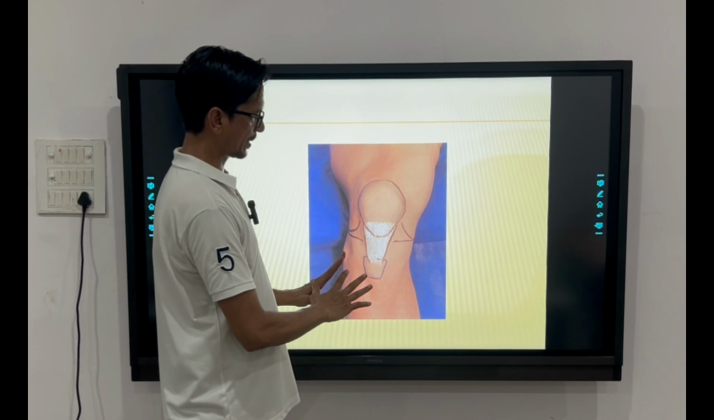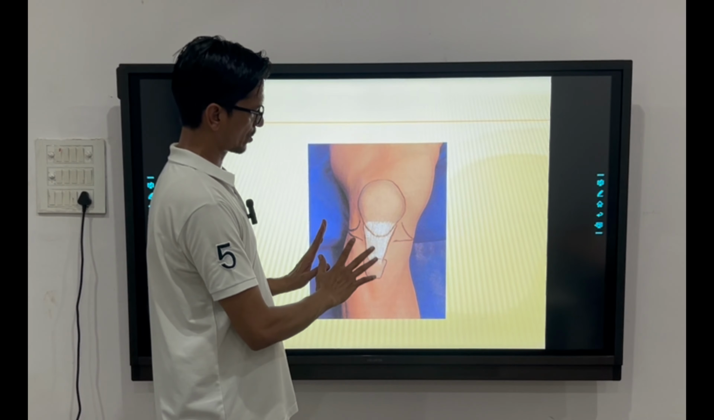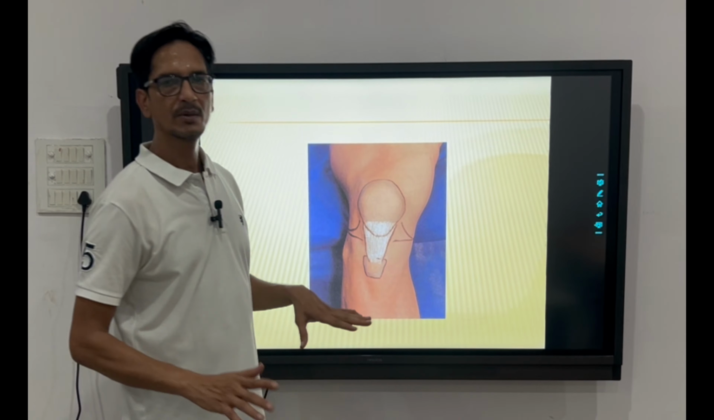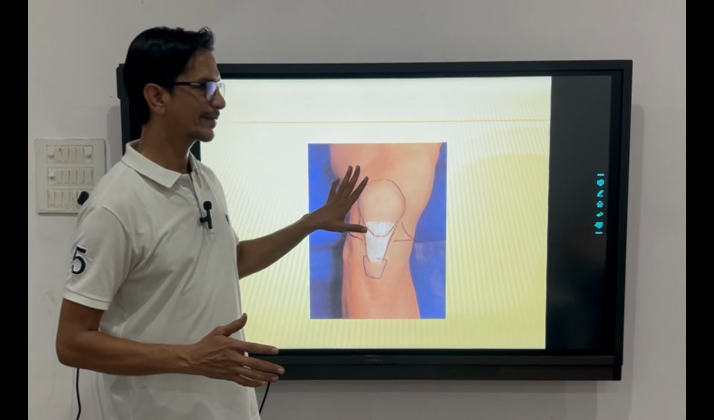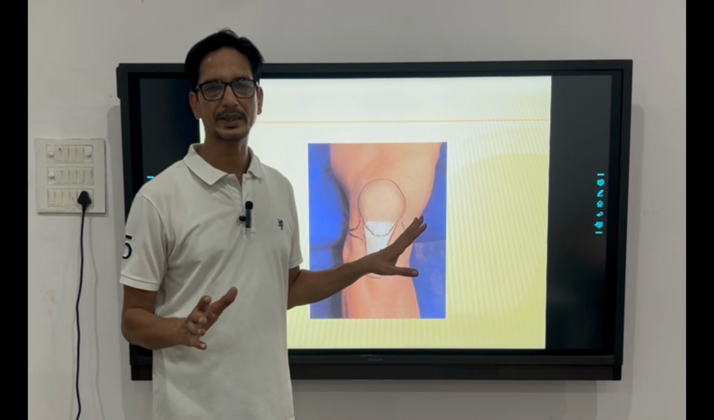So I think I have covered all the soft tissue and bony landmarks which we can palpate in the anterior section of the knee, or anterior palpatory technique of the knee.